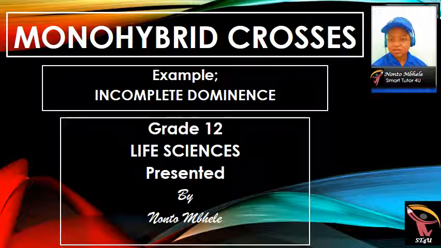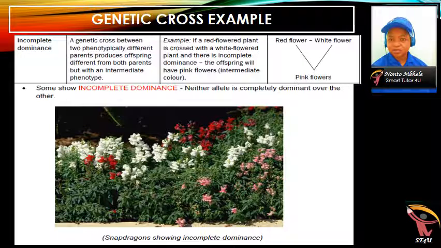You remember that we are busy with monohybrid crosses and we were busy with complete dominance. So now we'll be looking at incomplete dominance. Let us proceed. Okay, so we have done the complete dominance. Now, what is an incomplete dominance?